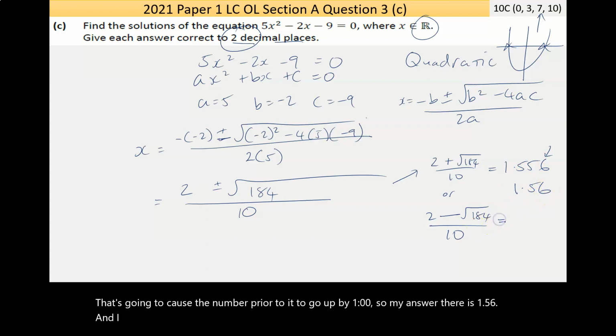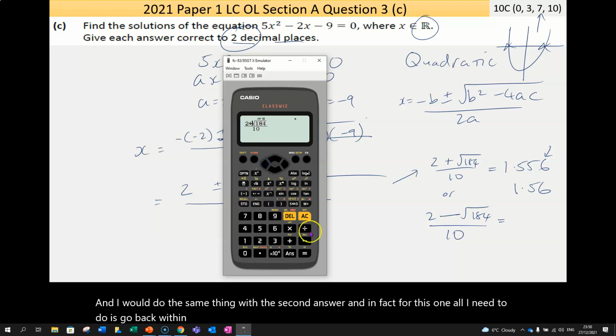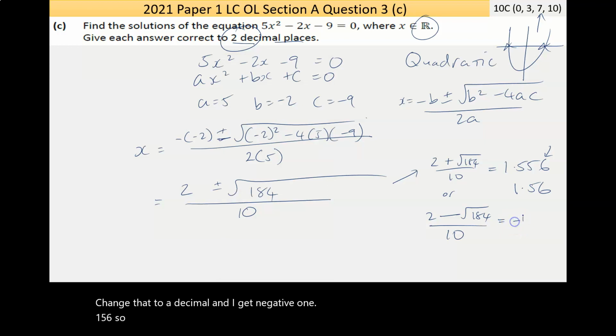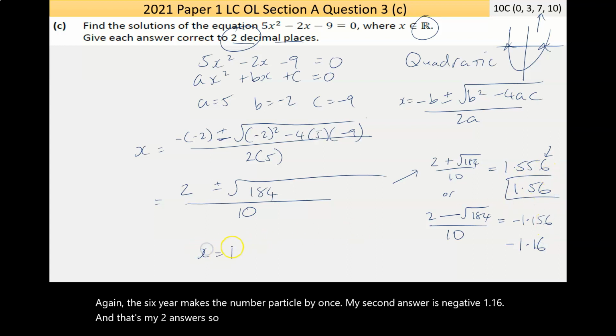Now I'm going to do the same thing with the second answer. For this one, all I need to do is go back within the calculation and change that to a negative. Change that to a decimal, and I get negative 1.156. Again, the 6 here makes the number prior to it go up by 1. So my second answer is negative 1.16. And that's my two answers. So x is equal to 1.56 or x is equal to negative 1.16.